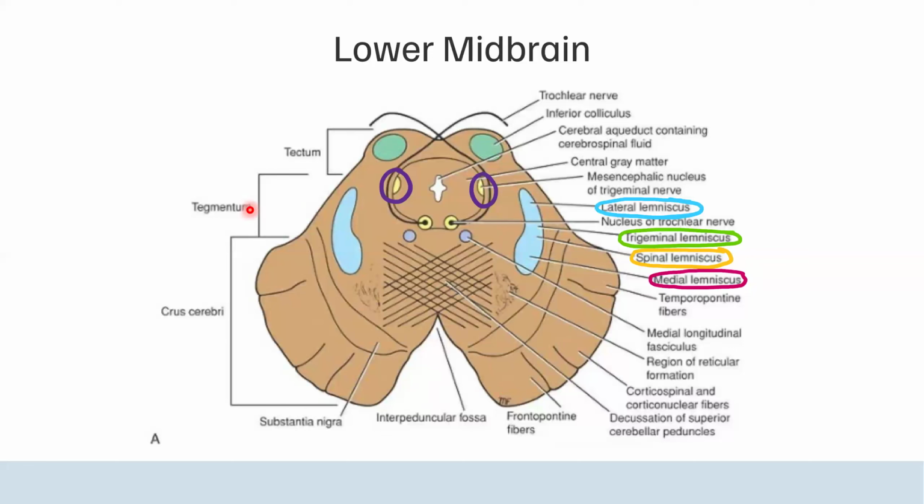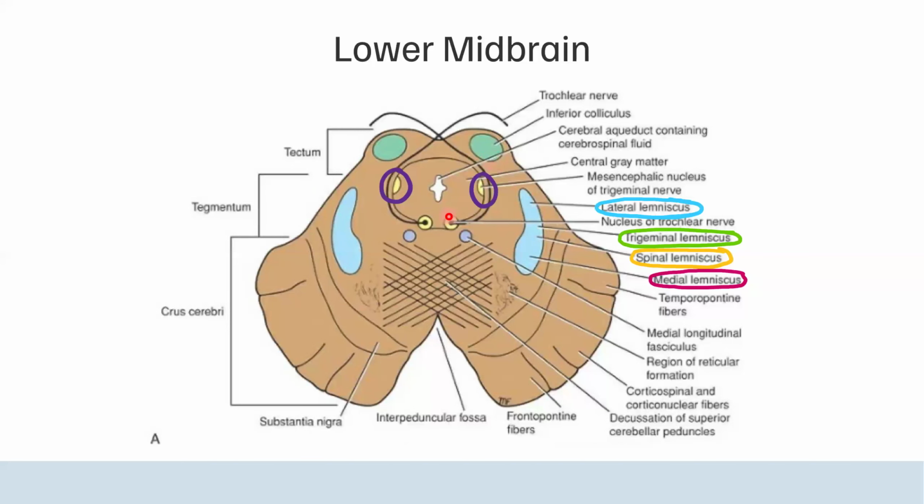We also notice that we have the tectum. This tectum is where I told you guys we have our colliculi. The lower midbrain is at the level of the inferior colliculus. So here, what nucleus are we expecting to see? We're expecting to see our trochlear nucleus. Remember where we drew it, right? So the trochlear nucleus is going to be here.